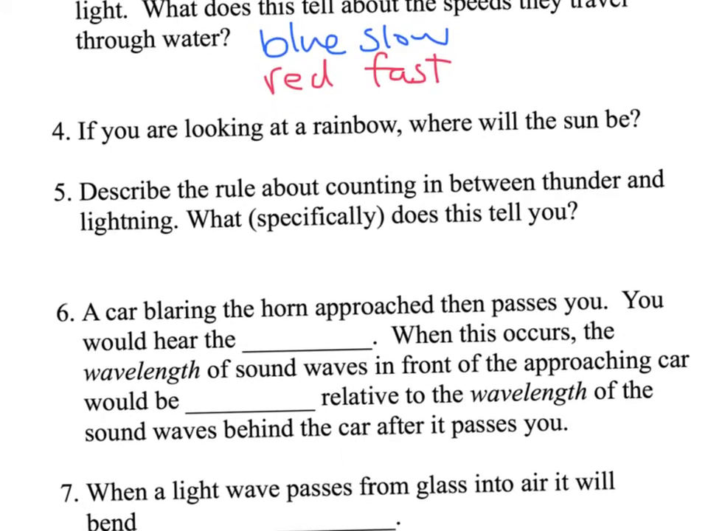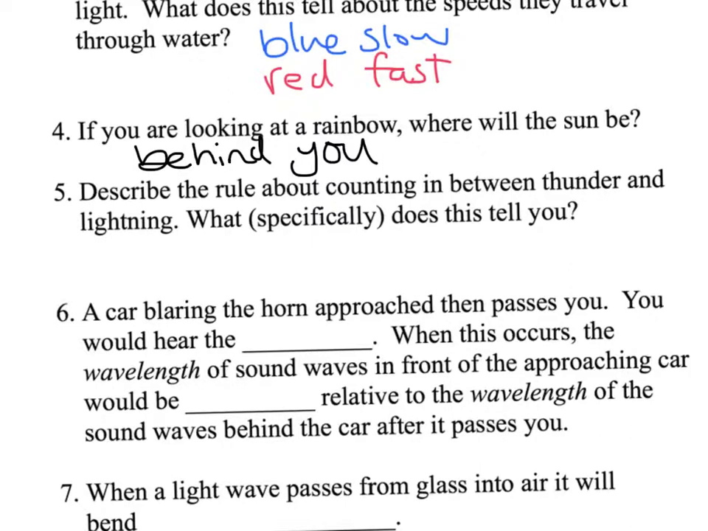If you're looking at a rainbow, where will the sun be? And this is behind you. I don't really have space to redraw that diagram, but you should have a diagram in your notes where it shows the person and the sun and the raindrops and the sky that end up refracting and reflecting light back to the person.